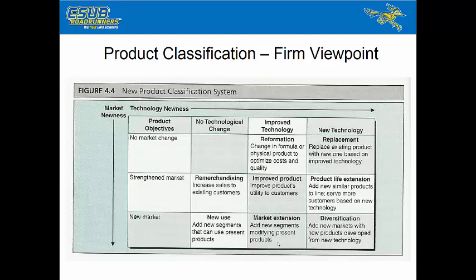So you're replacing an existing product with a new one based on improved technology. In a strengthened market, product life extension. Add new similar products to the line, serve more customers based on the new technology.